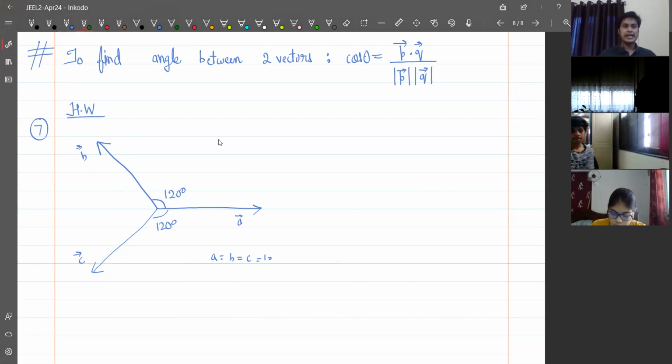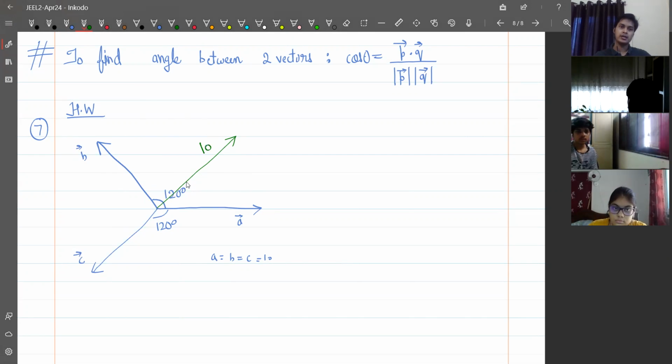So first, you can find the resultant of A vector and B vector. You'll get a vector along this, which will have a magnitude of 10 and an angle of 60 degrees. Is that okay? So why will the magnitude be 10? We can calculate it, no?